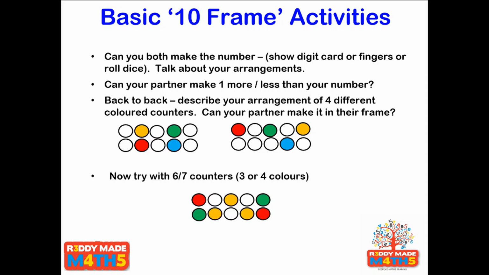And that can then be developed into 6 or 7 counters, which is probably my favourite one. When there's 6 or 7 counters, children sit back to back and they try and explain to each other how they've set their image out. That one there is just a lovely symmetrical image as well that you can see, or a kind of semi-symmetrical image, but it's certainly a nice little pattern that's got quite a lot of good mathematics in it.